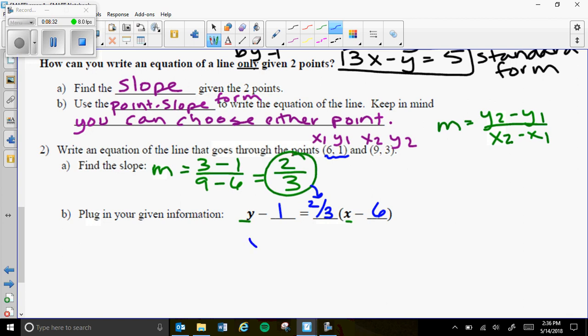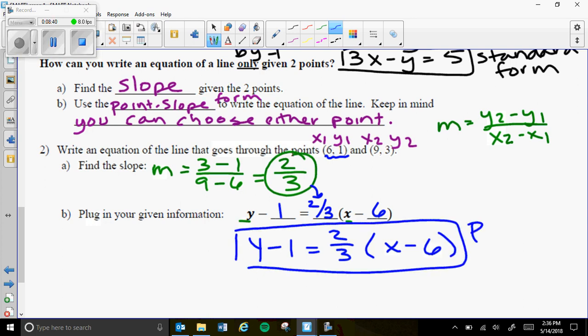So I'm just going to rewrite this. y minus 1 equals 2/3 parentheses x minus 6. And we are done. This is point slope form: y minus y1 equals m parentheses x minus x1. So don't go any further. If it asks for point slope, this is what they want.